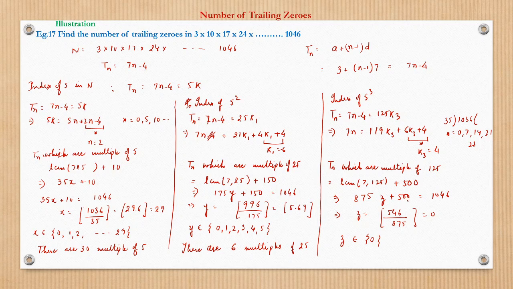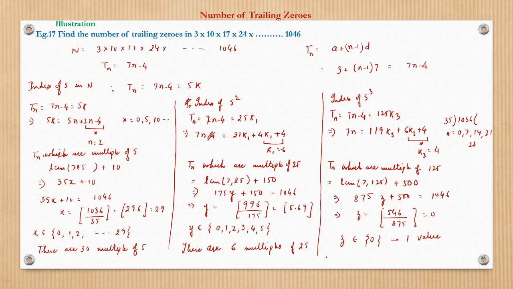No, but 500 is not a multiple of 125. How come it's coming? Yeah, yeah, it's a multiple of 125. So it's 0. So only one value.